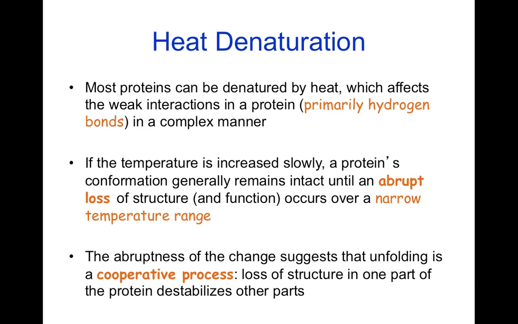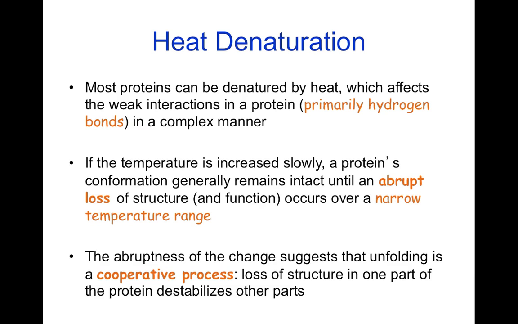Right, so heat denaturation. Most proteins can be denatured by heat, which affects the weak interactions in a protein, primarily hydrogen bonds, in a complex manner. So basically, for heat denaturation, the main bond that is being broken here will be hydrogen bonding.